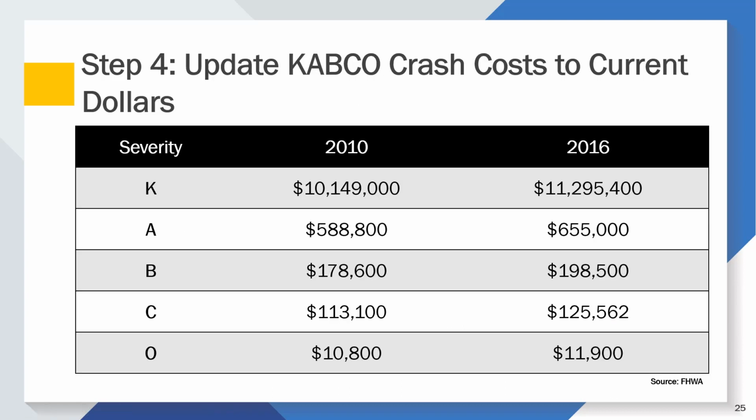The time value of money also plays a role in crash costs and benefit cost analysis. It may not be appropriate to apply crash costs estimated in the year 2010 to crashes occurring several years later. Comparing older crash costs to current dollar project costs may misrepresent the expected value of safety benefits. This table shows an example of national average crash costs for 2010 and 2016 based on the guide. We will demonstrate how to update to 2019 values later in this video.